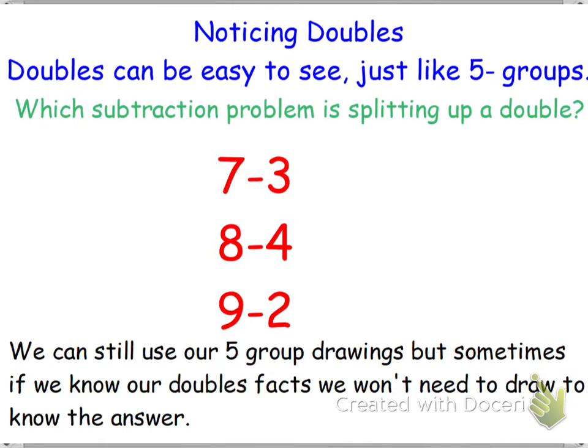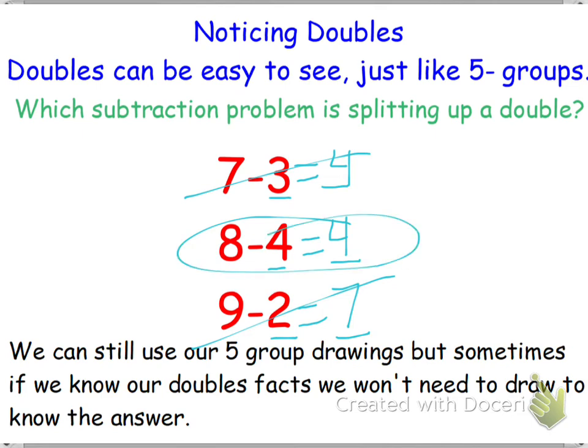All right, let me see. 7 minus 3 equals 4. 8 minus 4 equals 4. 9 minus 2 equals 7. So which one's a double? Ooh, this is 3 and 4, so that one's not it. This one's 4 and 4. Ooh, that one might be it. 2 and 7. Nope. So it's 8 minus 4 is our double. Good.